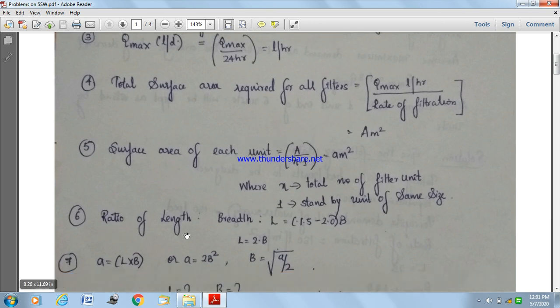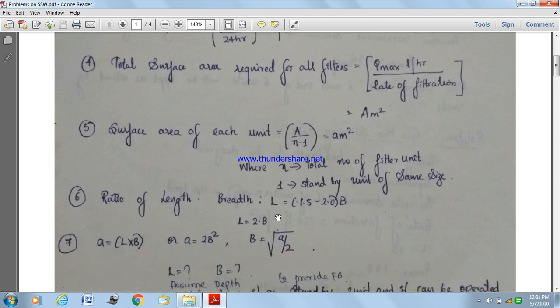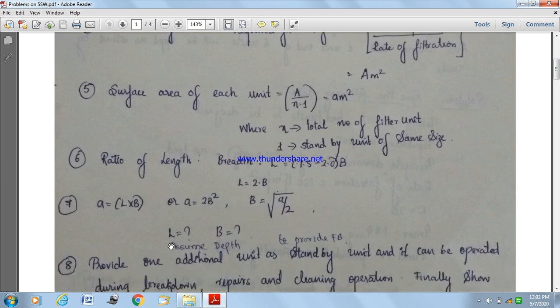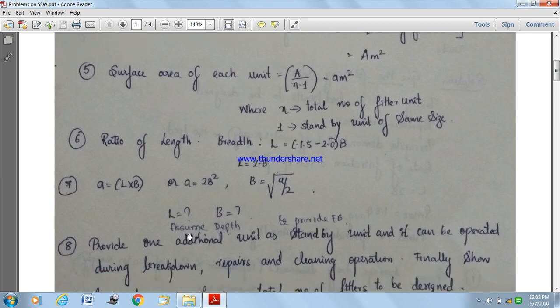The sixth step is the ratio of length to breadth. L is equal to 1.5 to 2 times B. Commonly it is used as L is equal to 2 B, so it depends on the question. Then you find the width of the slow sand filter. You find B and L, then you assume the depth and provide a freeboard extra for the slow sand filter.